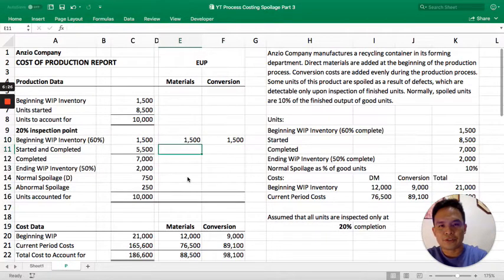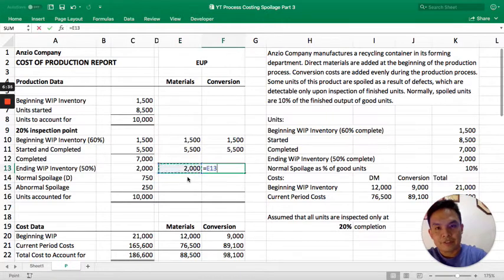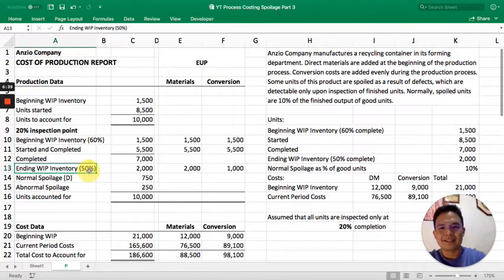Kompleto as to materials, kompleto as to conversion, kompleto as to materials, kompleto as to conversion. Ending work in process is kompleto as to materials, 50% as to conversion. Nilagay ko yung percentage dito for convenience. Percentage completion.